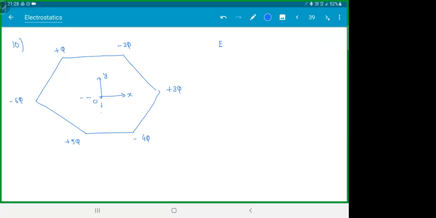Let's call E equal to K Q by A square. Remember, it is K Q1 Q2 by A square, and one Q won't be there. So for simplicity, let's say this Q is pushing, so this field is E. This one is minus, so it will attract towards it. So this will be 4E.